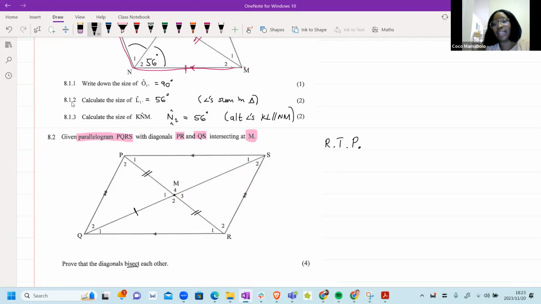Who knows what RTP stands for? Someone in the other class said rest in peace. I don't think that's what it's supposed to stand for. What does RTP stand for? Who knows? You're going to need it, guys. It's part of matric as well. Anybody? Somebody? Rip, tear, and pray. Rest to power, guys. Focus. Really? Rip, tear, and pray.